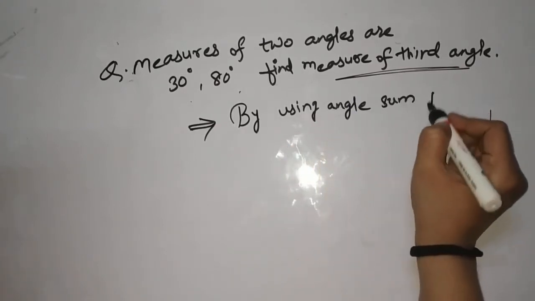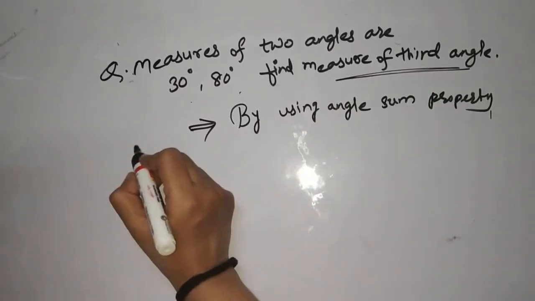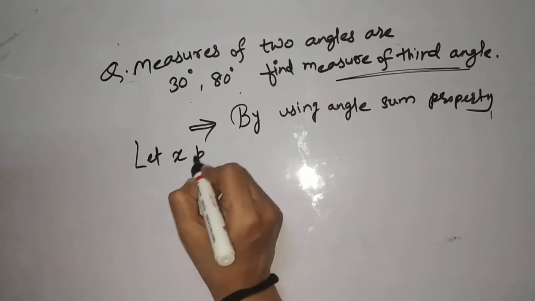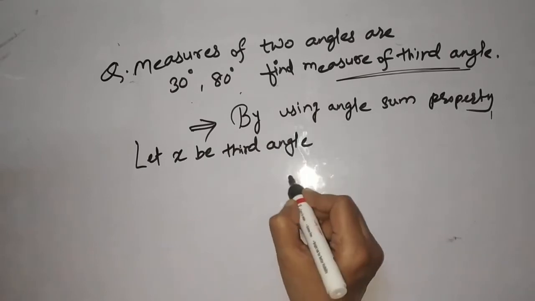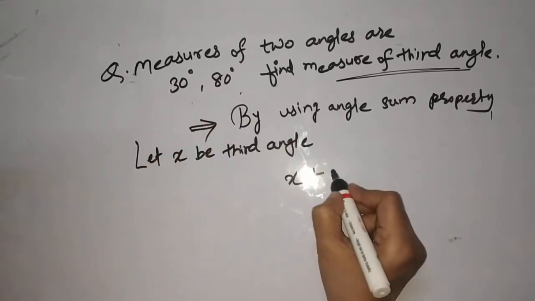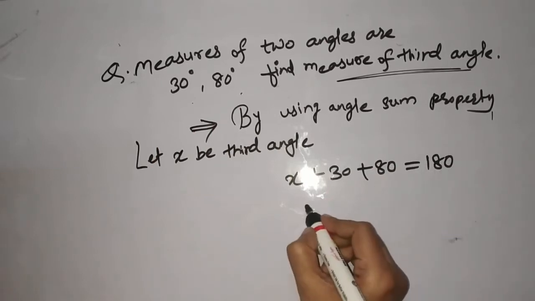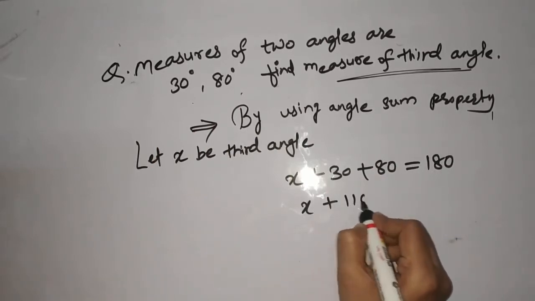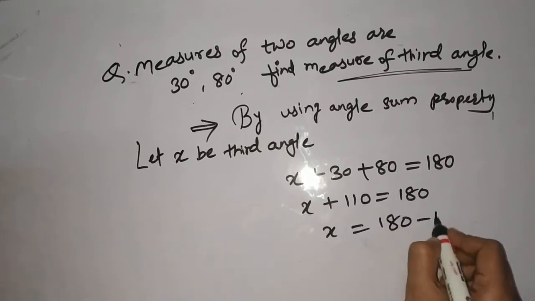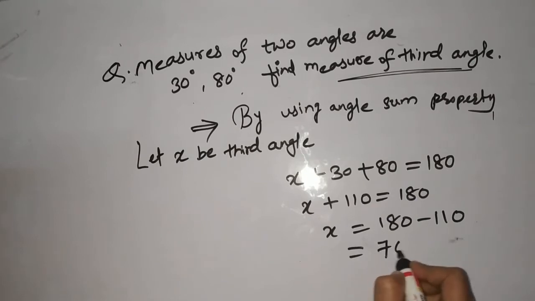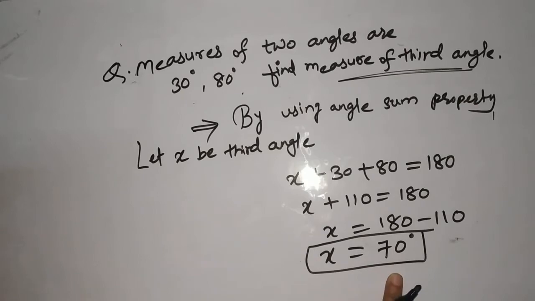By using angle sum property, I can write down, let x be the third angle measure. So x plus these two angles, 30 plus 80, will give 180. So friend, x plus 110 is equal to 180. 180 minus 110. So friends, we'll get 70 degree here, which is the measure of the third angle.